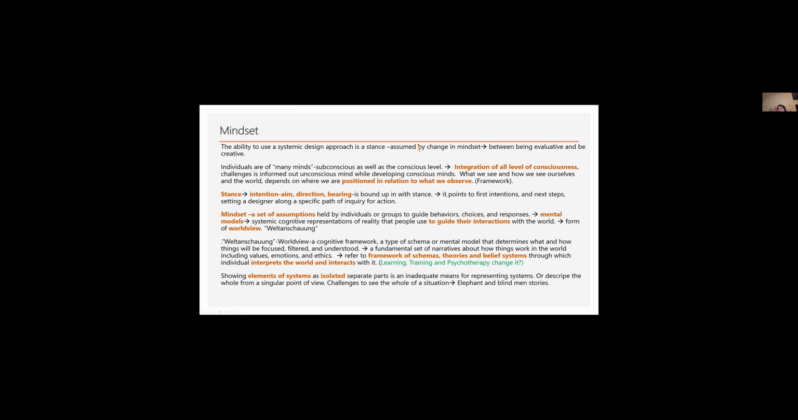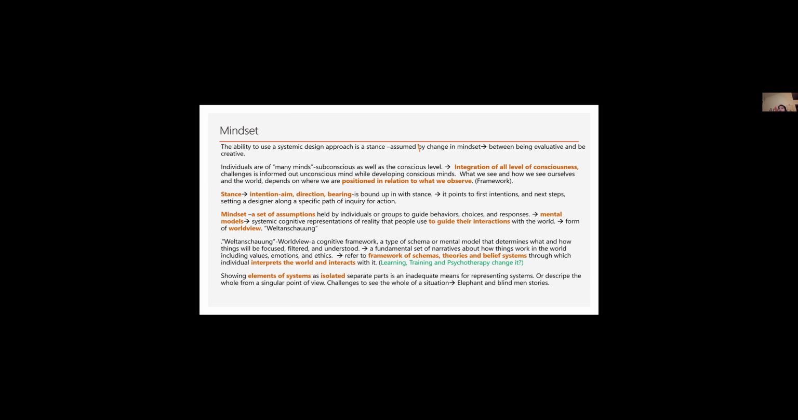So this part, which I mentioned earlier, I find very interesting because it's about the mindset and how the mindset works. We're not just dealing with consciousness. We have to deal with subconsciousness, which we have no control over. That's why I think they created meditation, to try to access it. What we see and how we see ourselves in the world depends on our position in relationship to what we observe, the framework. Stance is intentional aim, direction; bearing is bound up in this stance.